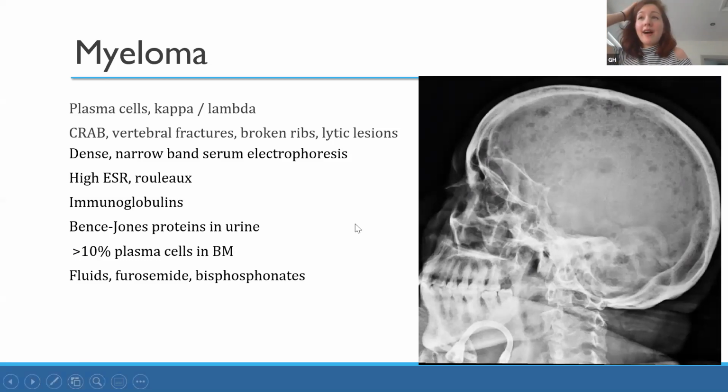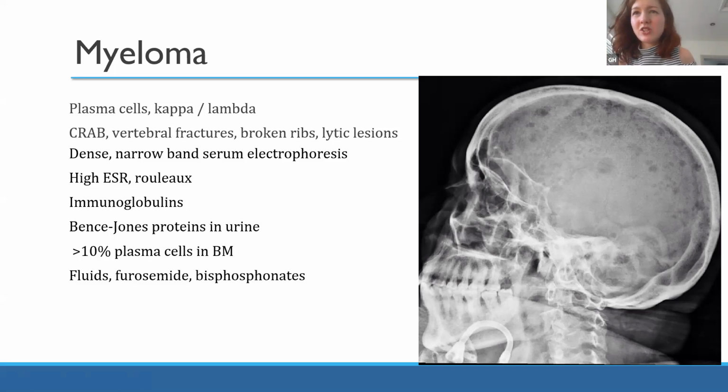Because it tends to be a high calcium problem, you're usually treating people straight away with fluids. If they're overloaded, you give fluids and furosemide. And because myeloma is a cancer, you can actually give bisphosphonates in these patients, but don't give bisphosphonates unless it's confirmed cancer, because there's a risk of tipping them into hypocalcemia.